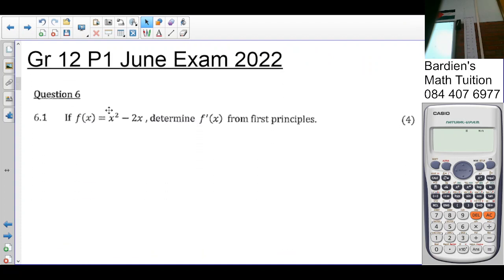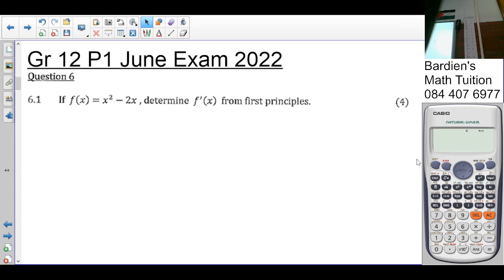Question 6.1. If f of x equals x squared minus 2x, determine f prime x from first principles. F dash x from first principles. Alright, so first principles is a definite question in your exam. It's normally 5 or 6 marks.